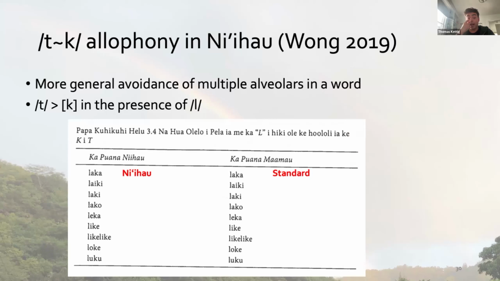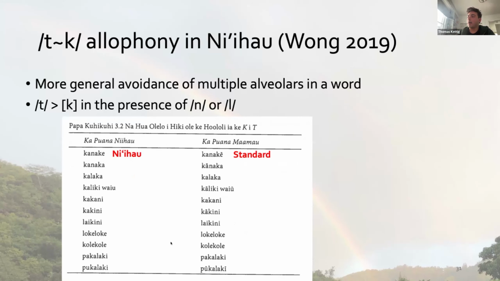This also applies for L. So the presence of an L in the same word or in the same foot also encourages this T to become K. So in like leka, which is letter, the English word letter, but the T becomes a K. We see that in Niihau also this T leta becomes a K leka in order to avoid this harmony of alveolars.